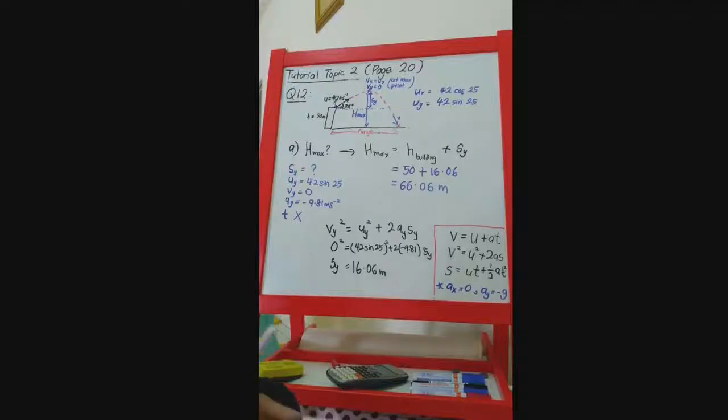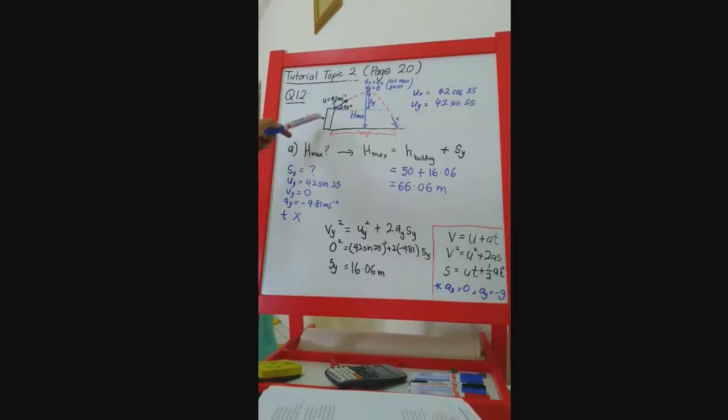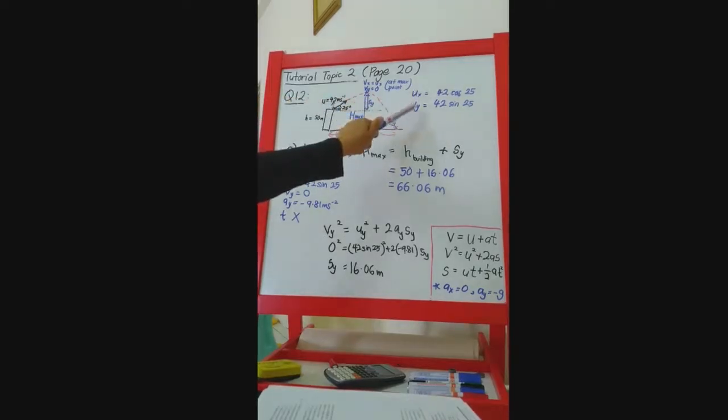So first thing that you need to do is actually sketch the diagram, label every information that it gave you. So in this case, it gives you an object launched with an angle of 25 degrees from the roof of a building, with an initial velocity u of 42 meters per second, on a building of height 50 meters. So those are the information that it gave you. From here, you can get ux and uy. Okay, so ux is cos, uy is sine.